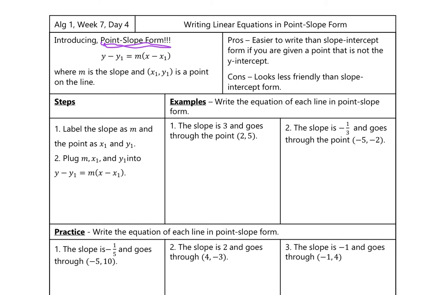Now, there are pros and cons to this method, as there are to any method. The pro to this method is that it is actually easier to write an equation in point-slope than it is in slope-intercept, especially if you're given a point that is not the y-intercept. What you're going to find here is that basically we just write it out and we're done. We don't have to do any solving whatsoever.